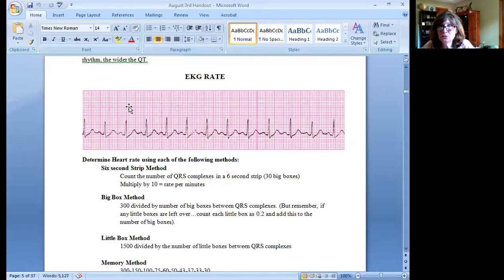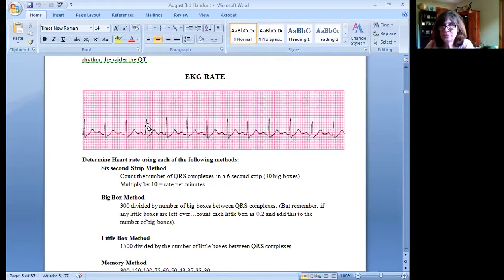Big box method. You see these large boxes? Look at this same example. Look at the third complex. You see how that QRS literally falls on the heavy line? Well, let's count the number of large boxes in between this R wave and the next R wave. I see one large box, I see two, I actually see about 2 1/4. So written as a decimal, 2.25.